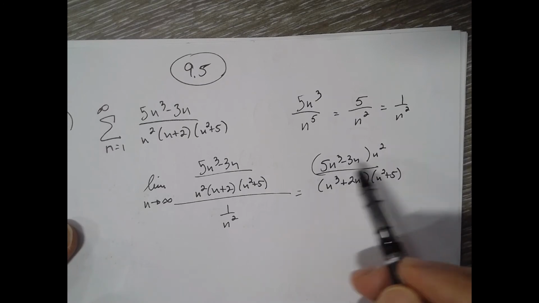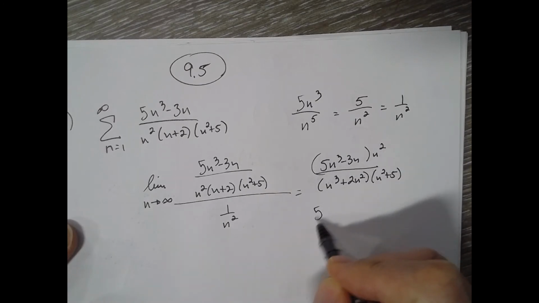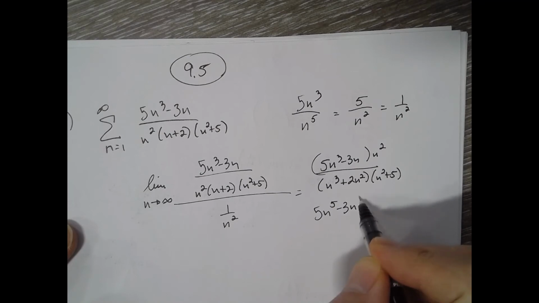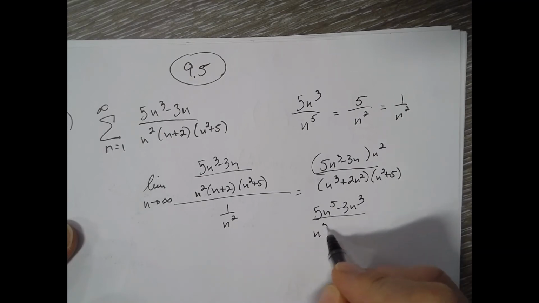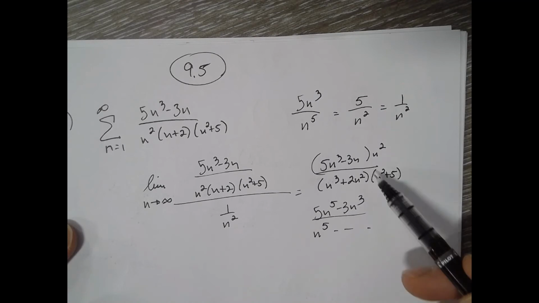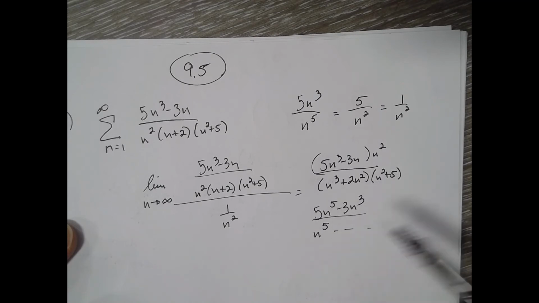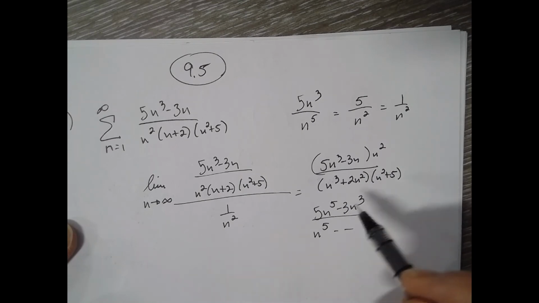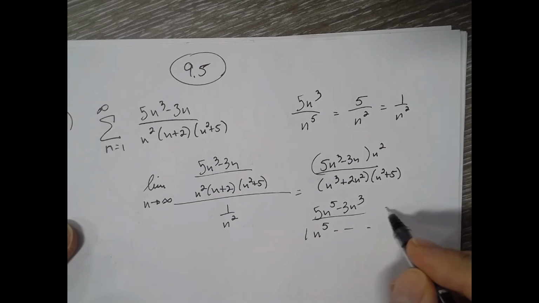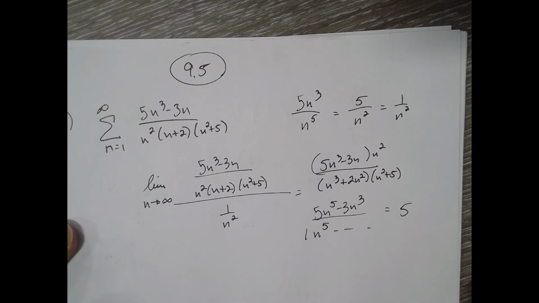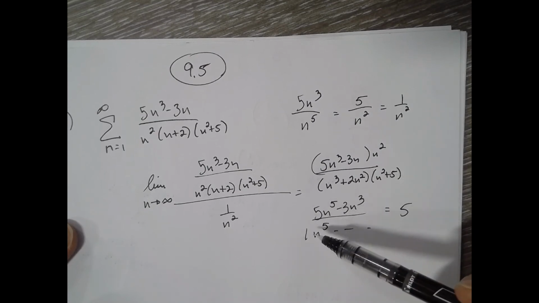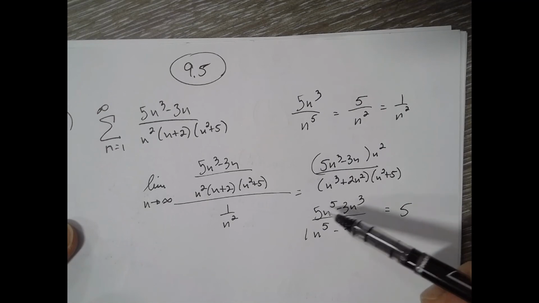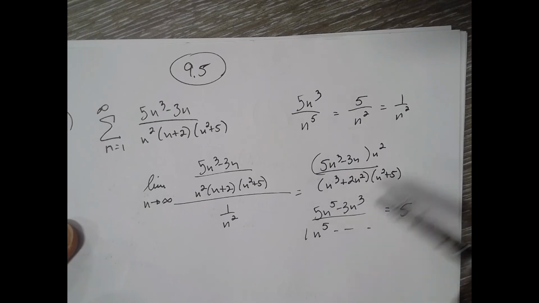So distributing the n squared, I get 5n to the 5th minus 3n cubed over n to the 5th plus some other stuff. So I know my leading coefficient is just going to be n to the 5th, and they're the same degree on top and bottom, so 5 over 1. So we're just going to get 5. You could use L'Hopital's a bunch of times, or just recognize that they're the same degree, so it's just the ratio of the leading coefficients. So we get 5. So that means that they behave the same.